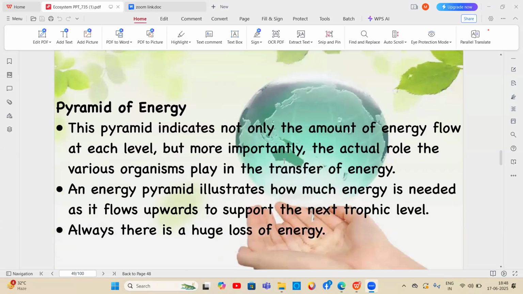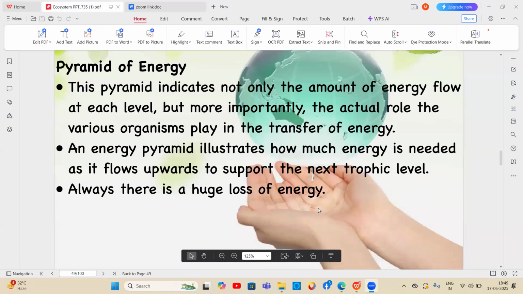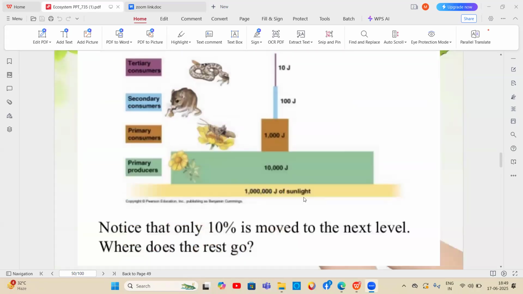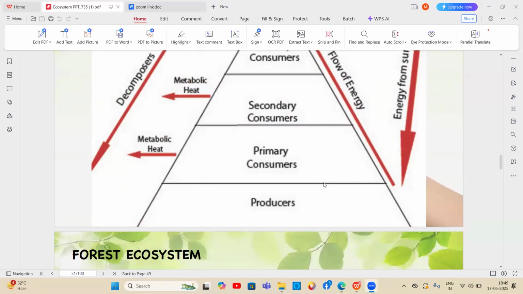So another one is the pyramid of energy. This pyramid of energy is upright in all types of ecosystems. This pyramid indicates not only the amount of energy flow at each trophic level, but also the actual role the various organisms play in the transfer of energy. Generally, a pyramid of energy shows how much energy is needed as it flows upward to support the next trophic level. There is always a huge loss of energy in the form of heat. So the pyramid of energy is always upright.